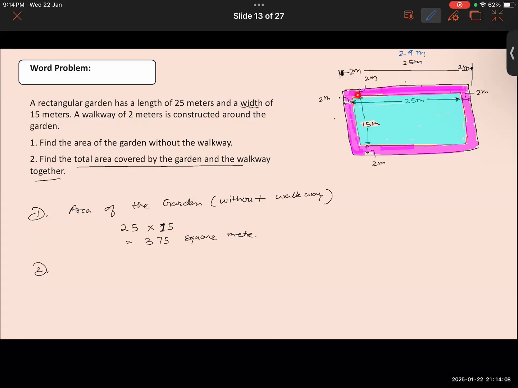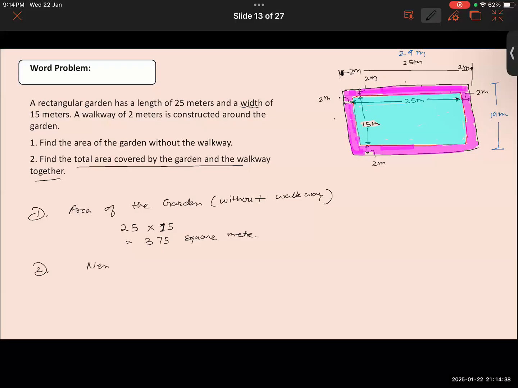Good. What about the breadth now? For the breadth, I think you can answer it. It's 19. Very good. Well done. So that is going to be 19 meters. So this is the new length and the breadth. The question is asking the total area covered by both of them, so you take this new length and the breadth to find it.